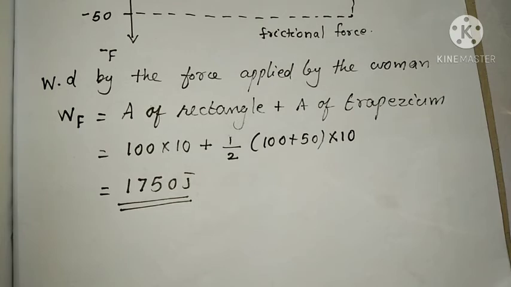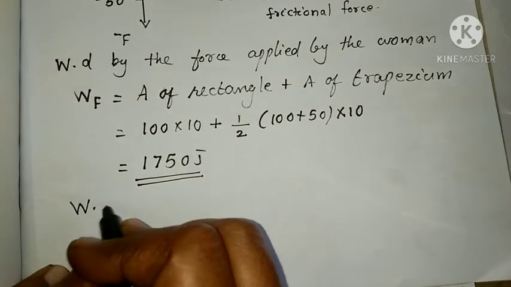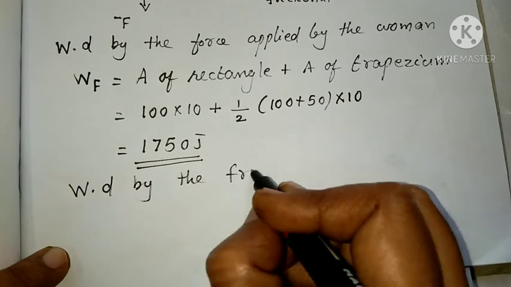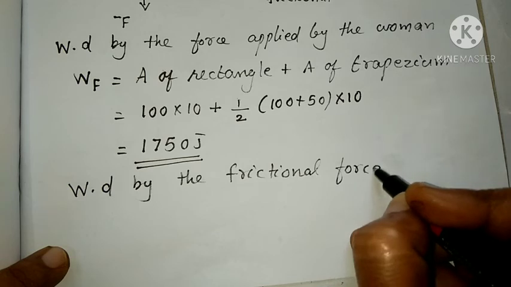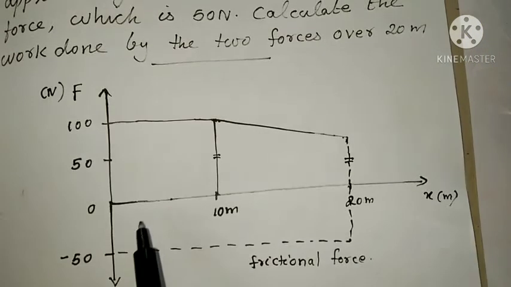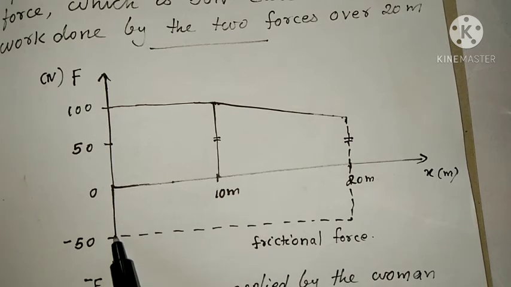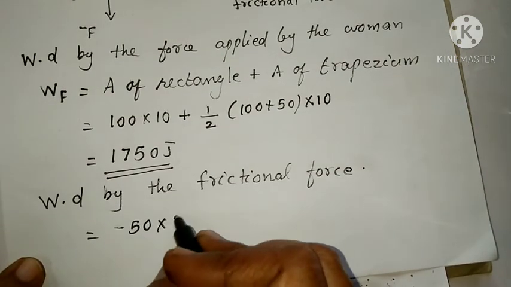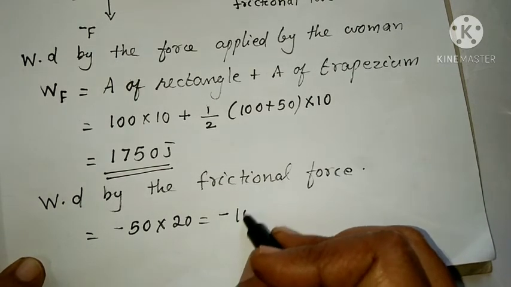It is equal to the area under the graph. Then what is the second one? Work done by the frictional force. It is also equal to the area under the graph. What is the area under the graph? It is in the shape of a rectangle. So what is the area here? 50 minus 50 into 20. So we can write minus 50 into 20, that is equal to minus 1000.